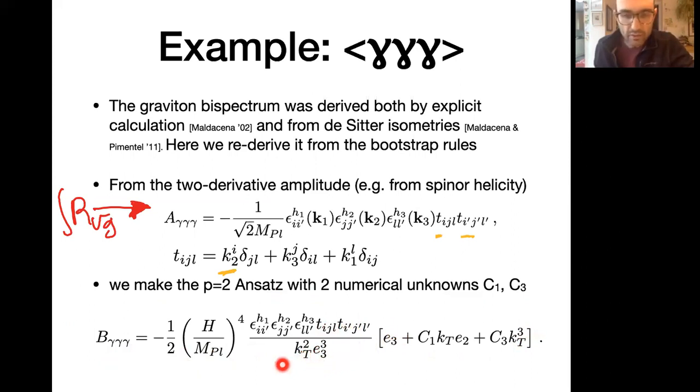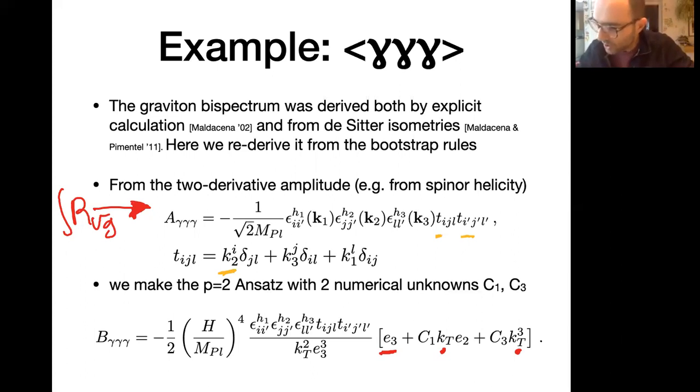5 minus 11 is minus 6, which is exactly a scaling invariance. So this is good. Now the coefficient of this first term, this is the only term that survives when you take kt to 0, right? Because here there is one kt and here there is another. So those two do not survive in the amplitude limit.